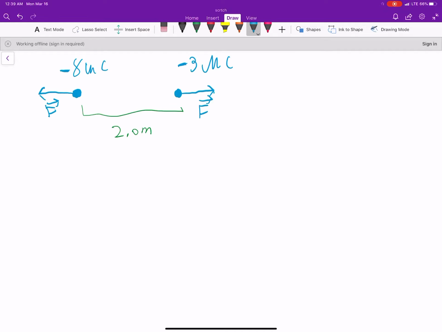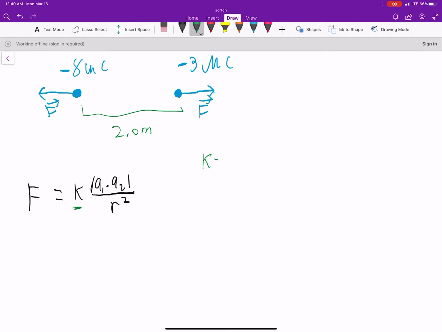Now, what we're going to use is Coulomb's law, which says the force is going to be K, which is a constant, times the magnitude of Q1 times Q2, over the distance between them squared. Now, we'll break this down a little bit.